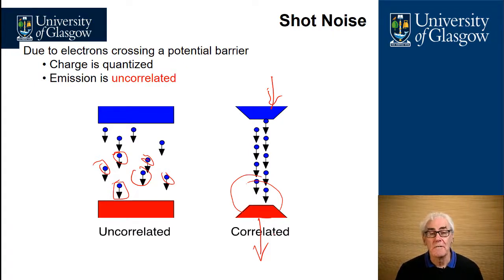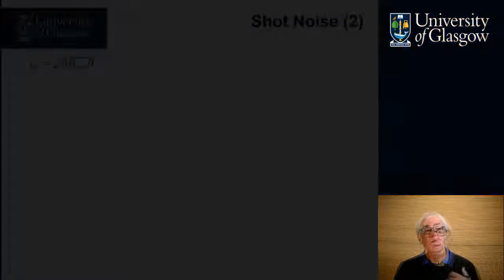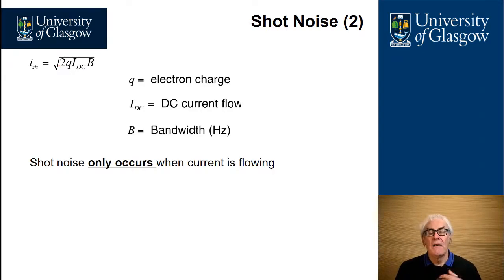So it's correlated. Good examples of shot noise happen with things like photodiodes. It can happen on bias currents of transistors or base currents in transistors. And also it's the effect of noise across a diode. Shot noise, similar to thermal noise, works out the current, and it's the square root of the electron charge times the DC current times the bandwidth. And it only occurs when current is flowing. So shot noise in an amplifier can only occur when the amplifier is actually switched on and operating.